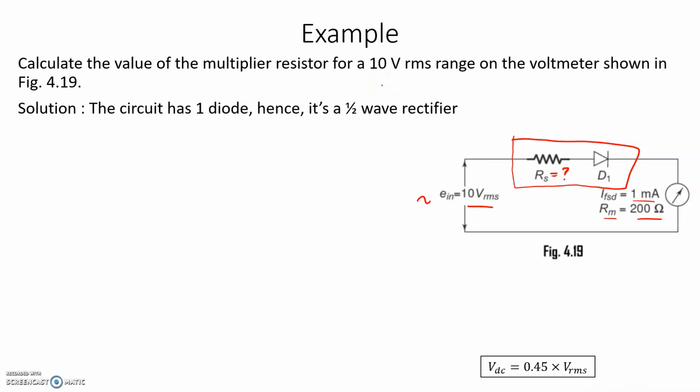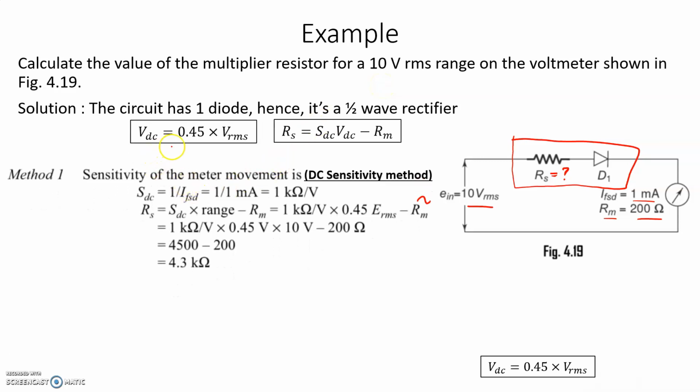Let's use method number one. You can calculate the DC sensitivity of the meter: SDC is 1 over the full scale deflection current, which is 1 over 1 milliamp, so the DC sensitivity is 1 kilo ohm per volt. Then you plug the DC voltage and the DC sensitivity into this equation to calculate the multiplier resistor, which equals SDC multiplied by the range. The range here is equal to VDC.